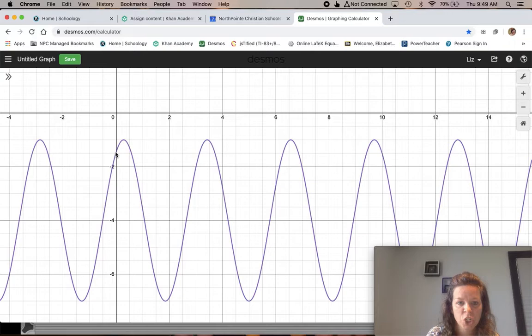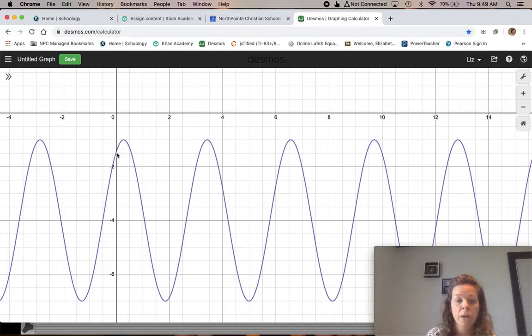And this one has been shifted because our y-axis intercept right here is not a midline value, and it's not a high value or low value. So we don't know whether this would be a sine or a cosine. It actually doesn't matter if what we're trying to find out is the period of the graph.